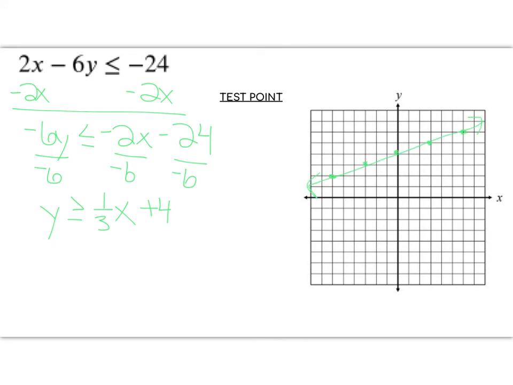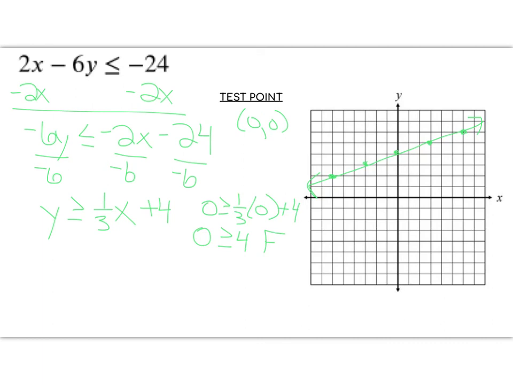This should be a solid line because it can actually equal the line. The y-intercept is 4 and the slope is 1/3. So I think that's what the line is supposed to look like. We can choose 0, 0 because it is not on the line. So plug in 0, 0 into the inequality and see if you get a statement that is true.